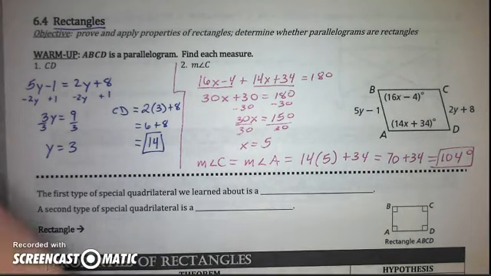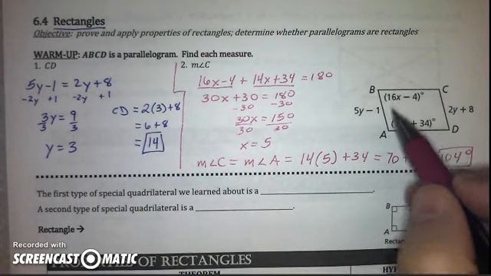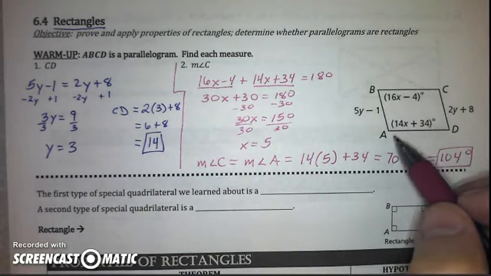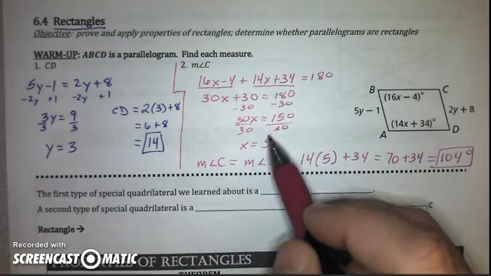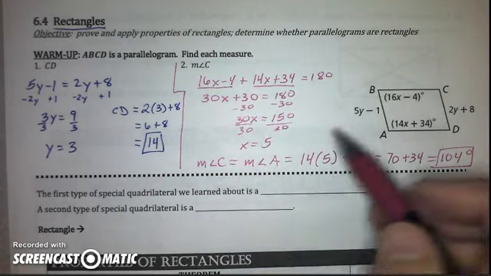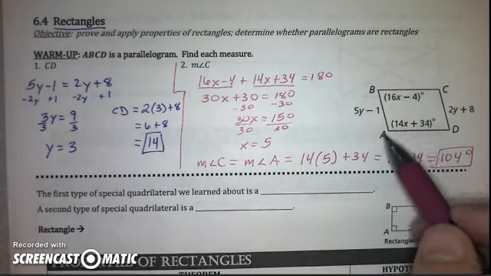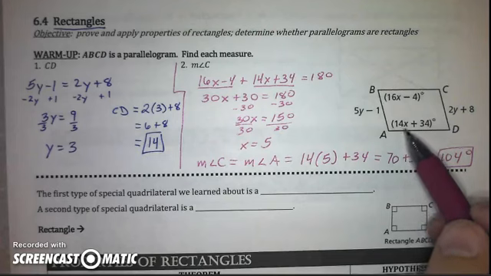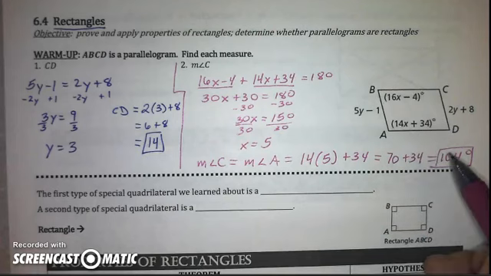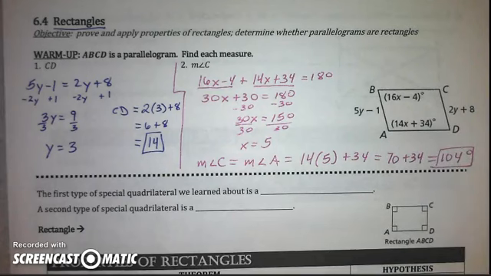Then to find the measure of angle C, we need to remember that consecutive angles of a parallelogram are supplementary. So I can write this equation, solve it for x, and get 5. And then you'll also need to remember that the measure of angle C should be equal to the measure of angle A because they're opposite angles. So I can plug 5 in for x here and get 104 degrees for both angles A and C. So your answer for part number 2 is 104 degrees.